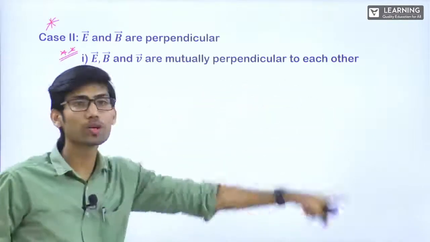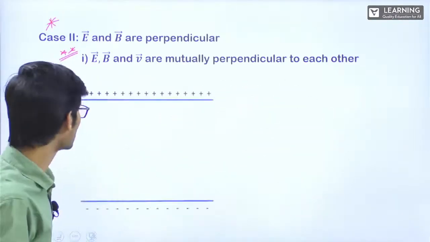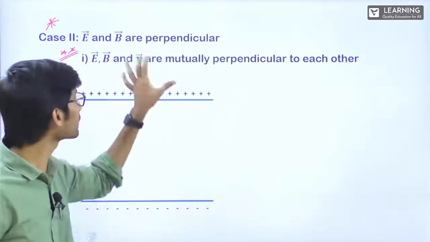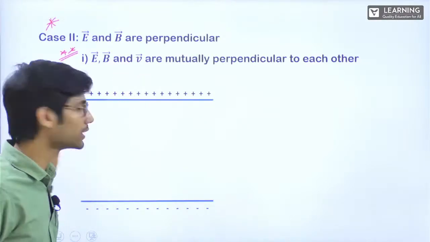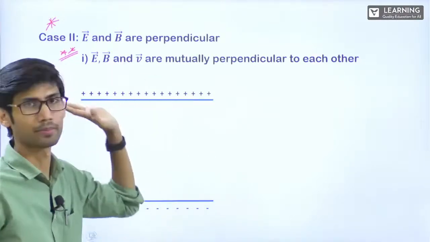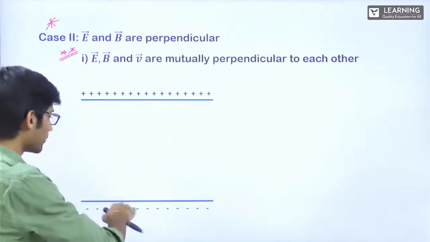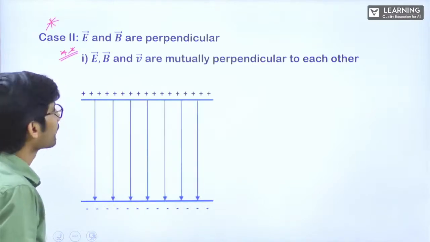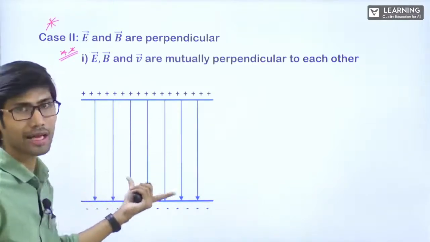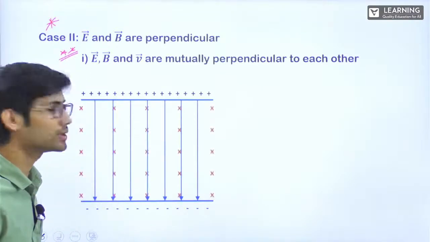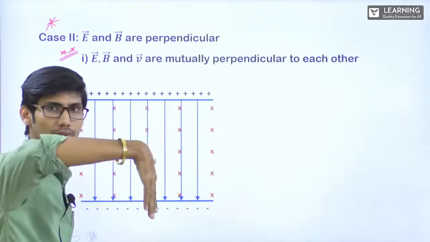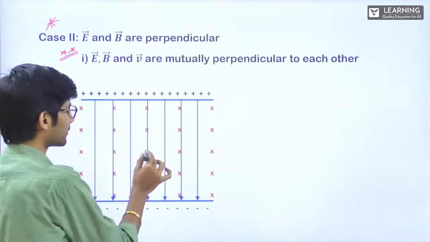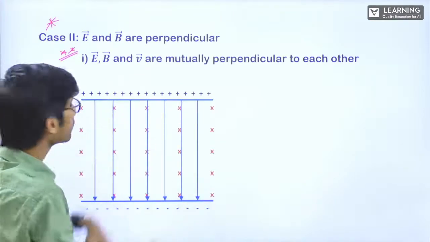E, B and V are mutually perpendicular to each other. Mutually perpendicular means, let's say this is an apparatus I am making, where E and B are perpendicular, and then I'll throw a particle perpendicularly to both of them. So this is a positive plate, this is a negative plate. That means the electric field will be from positive to negative, that is downwards. If I give a perpendicular magnetic field in the same region, let's say like this, the electric field is downwards, the magnetic field is inwards. Both are perpendicular.